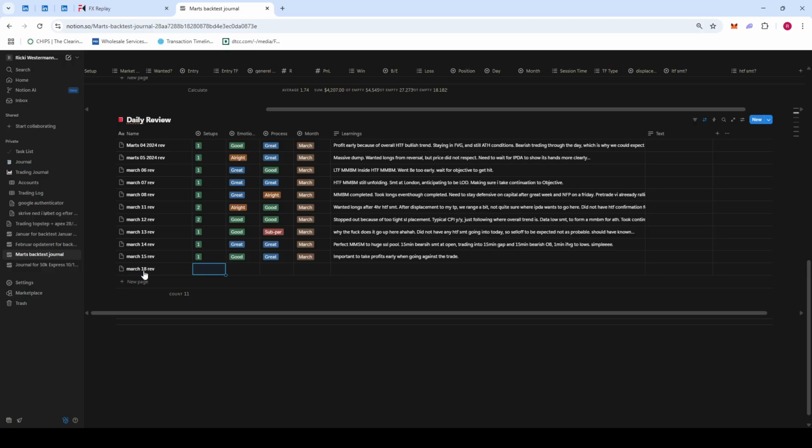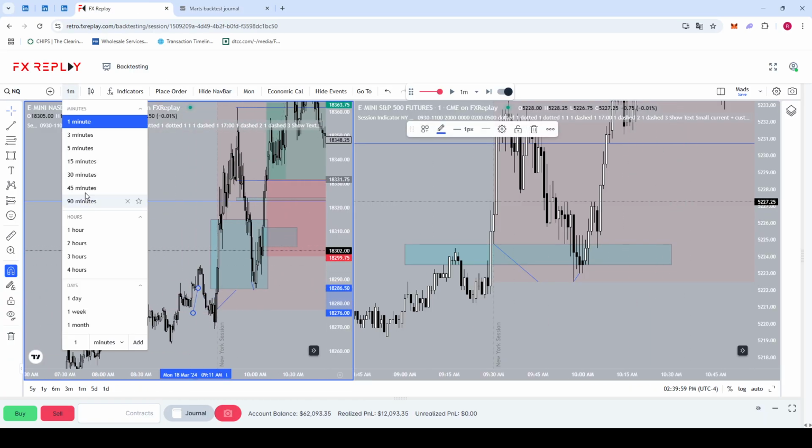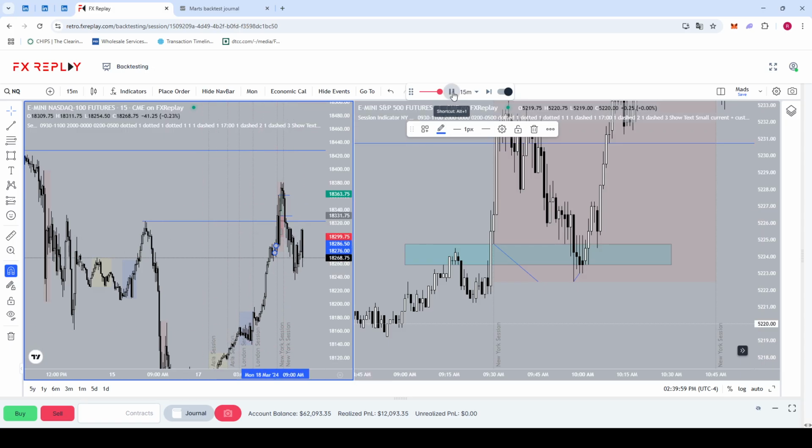March 18, setup 1. Emotions, they're great. Process was all good. Stuck to my plan. Holding when trading with trend. Got stopped at breakeven. Yeah, I think that's it. I'm pretty happy with this loss actually.